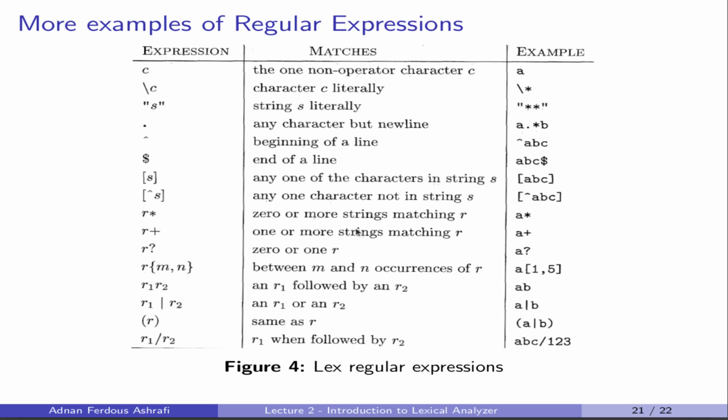Then another expression is dot. Dot means it will match any character except a new line, okay? Any character except a new line. যেমন A dot star B. So A dot star B মানে হচ্ছে A এবং B এর মাঝখানে any character can be there. There can be A to Z, there can be 0 to 9, there can be any special characters, but there cannot be a new line.